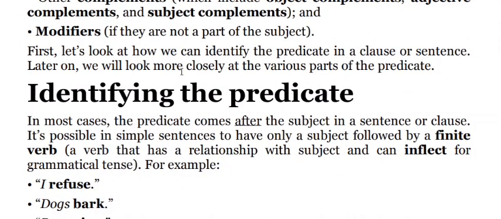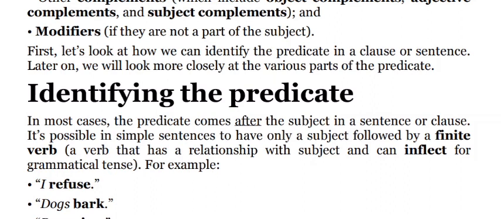First, let us look at how we can identify the predicate in a clause or sentence. Later on, we will look more closely at the various parts of the predicate. Now, identifying the predicate. In most cases, the predicate comes after the subject in a sentence or clause. It is possible in a simple sentence to have only a subject followed by a finite verb, a verb that has a relationship with the subject and can inflect for grammatical tense.